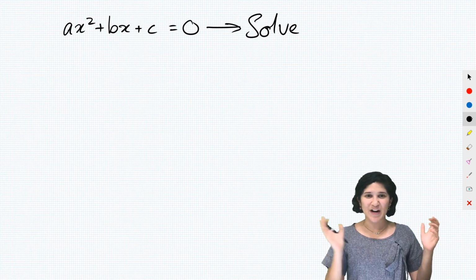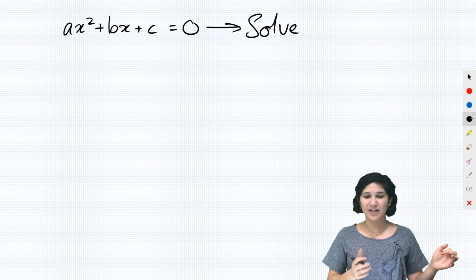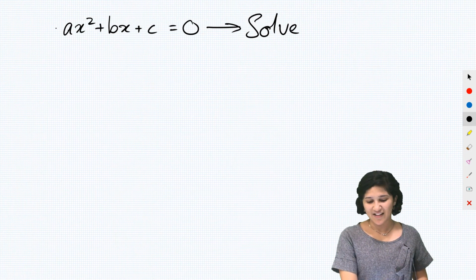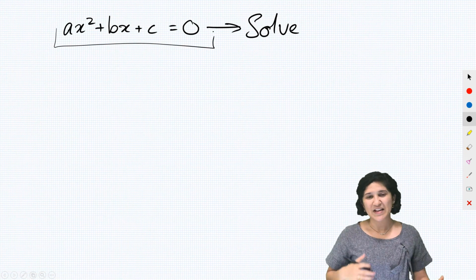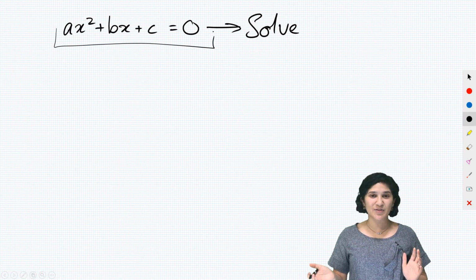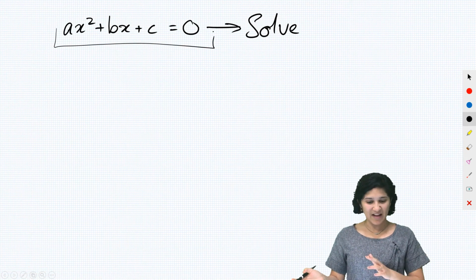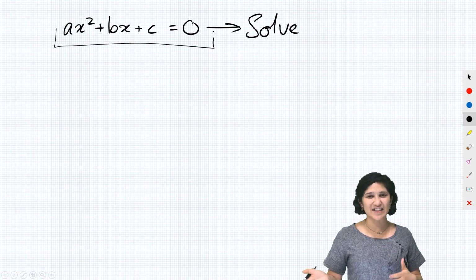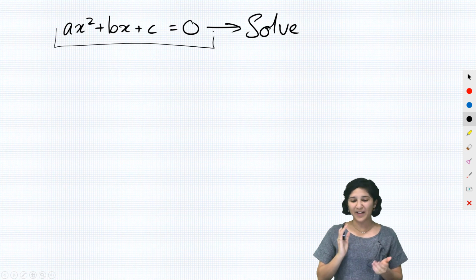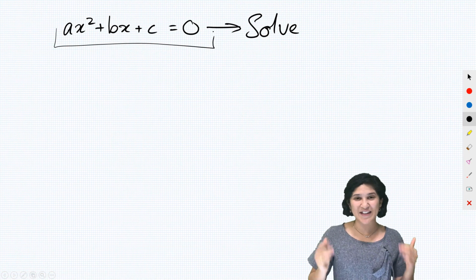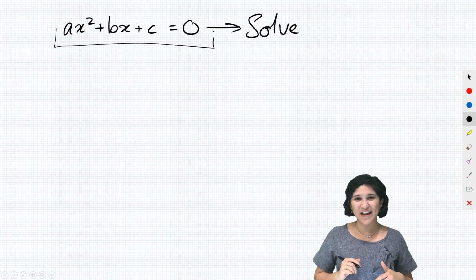So I recommend you try some other questions with completing the square first, and then try and attempt this challenge. Okay? So I will be posting a solution to this challenge in the next video, but highly recommend that you see how far you can get by yourself first.